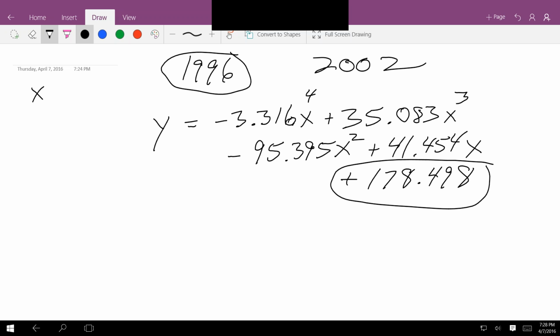Okay. But they wanted to know in the year 2000, right? Well, that's 1, 2, 3, 4 years after 1996. If in 1997 x is 1, in 1998 x is 2, well, by 2000 x is 4. So the answer to the problem, plug in 4 for x and come up with a number. And that's how many bald eagles there are in the year 2000. And I'll let you do that.